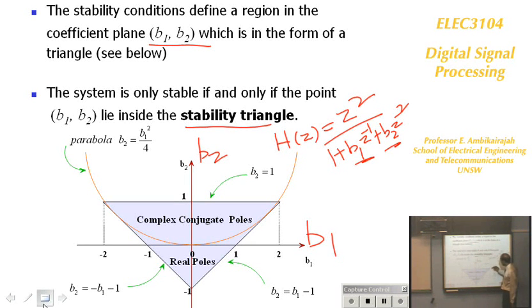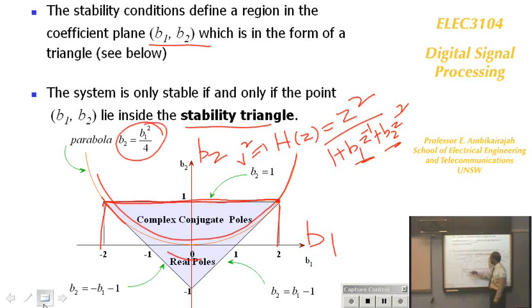And we will show that the maximum value of b1 can be only 2, and the minimum is minus 2. And b2 can be maximum 1. That line is the marginally stable one, b2 means r squared equal to 1. So that's the marginally stable. It can be minus 1. And we can also show from the previous equation, you can look at it, the distributive mathematics, that this line is the parabola of that equation.